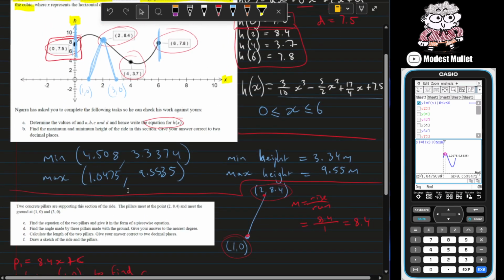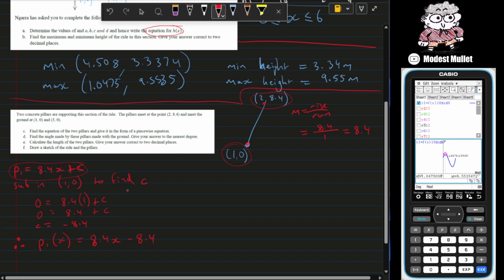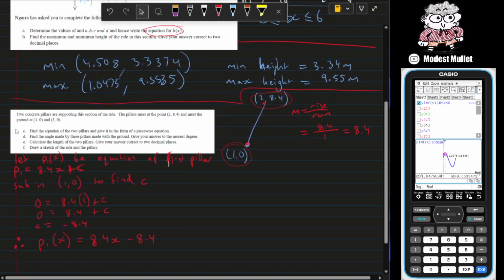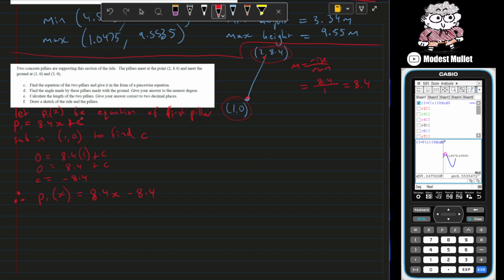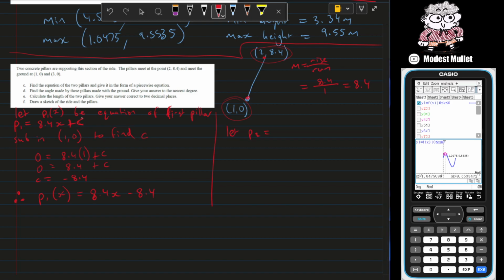Happy days. The one thing we should probably have done somewhere in here, before I wrote this bit, is actually defined what P1 is. Whenever we're dealing with problems where we're just making up our own equations, our own values, we should say what it is. So let P1 of x be the equation of the first pillar. We want to communicate, if we're making up letters, unlike up in part A, part B, where we were told h of x, this one we've decided to use P1. We want to communicate that. So therefore, now to do the next bit, let P2 equal the equation of the second pillar.